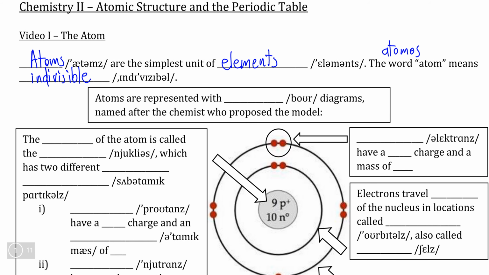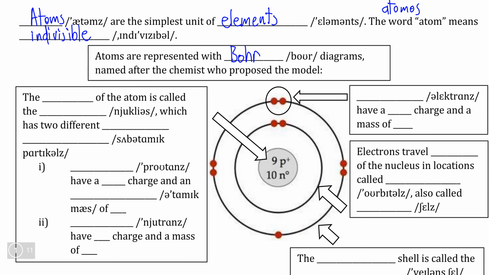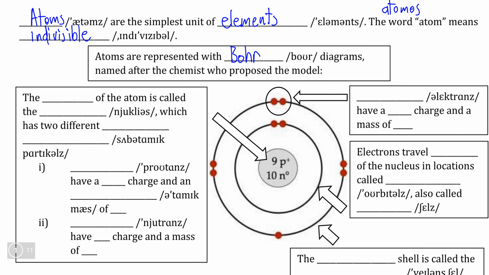So obviously you can't see atoms. Atoms are too small for any human or even any machine to see. So instead we represent what atoms look like in diagrams like this, which are what we call Bohr diagrams, named after the Danish physicist that first developed this model. Now, if we look at this diagram in more detail, we can see that there are two components to it.